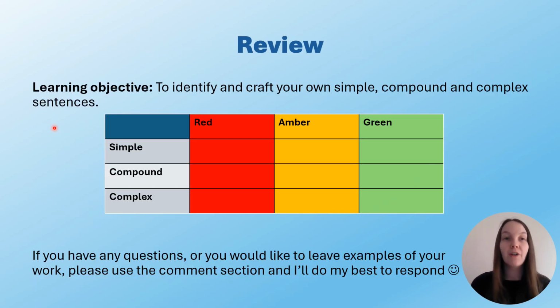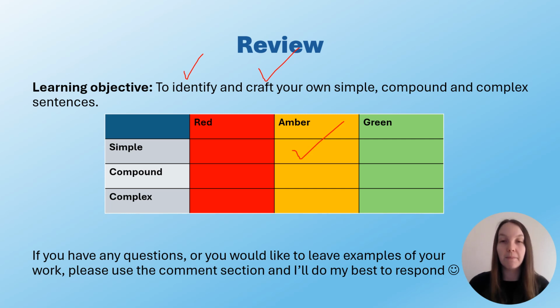Okay, so for the learning objective, okay, to identify and craft your own simple, compound, and complex sentences. Hopefully feeling really confident being able to identify them and being able to practice crafting your own, okay? But again, we've just got a little RAG code here. So red for no confidence, amber for some confidence, and green for lots of confidence.